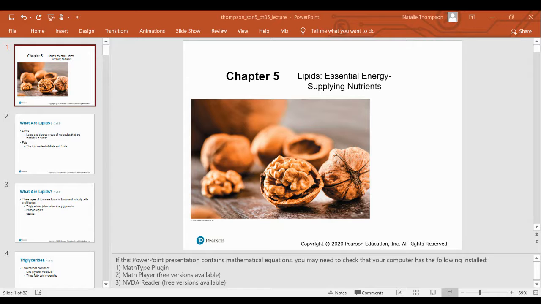Okay, so now let's talk about essential fatty acids. We're still in this conversation of triglycerides, and in fact, we're still in this conversation of unsaturated fatty acids, and specifically poly. So we're talking polyunsaturated.